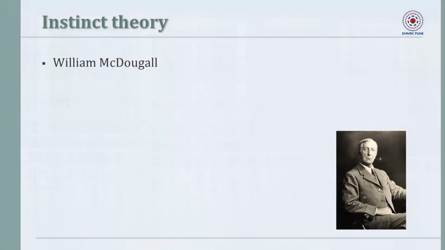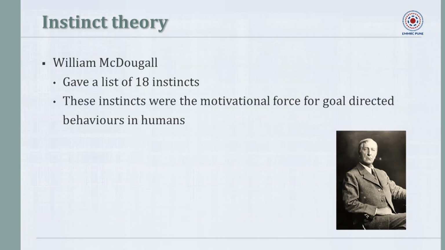In humans, protecting one's territory is the instinct which explains aggressive behavior. William McDougall was a proponent of this theory. He gave a list of 18 instincts like curiosity, flight, that is running away, to explore, to fight, and to mother offspring, to name a few. According to McDougall, these instincts were the motivational force for goal-directed behaviors in humans.